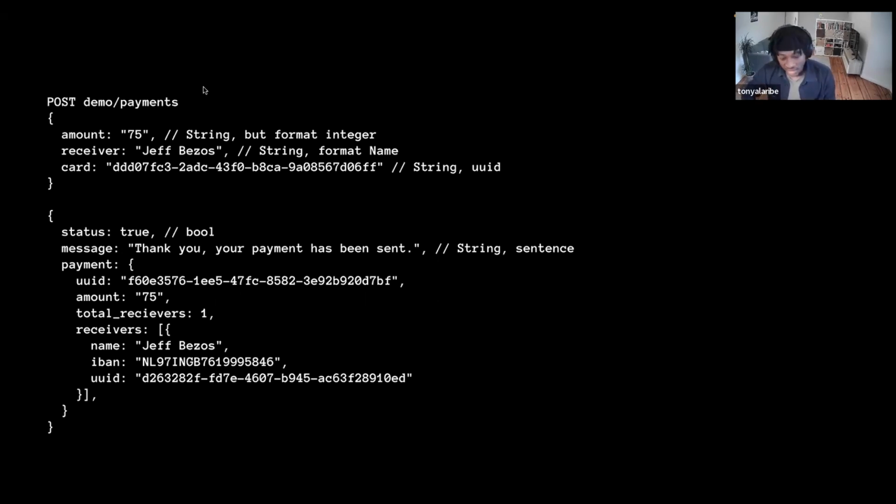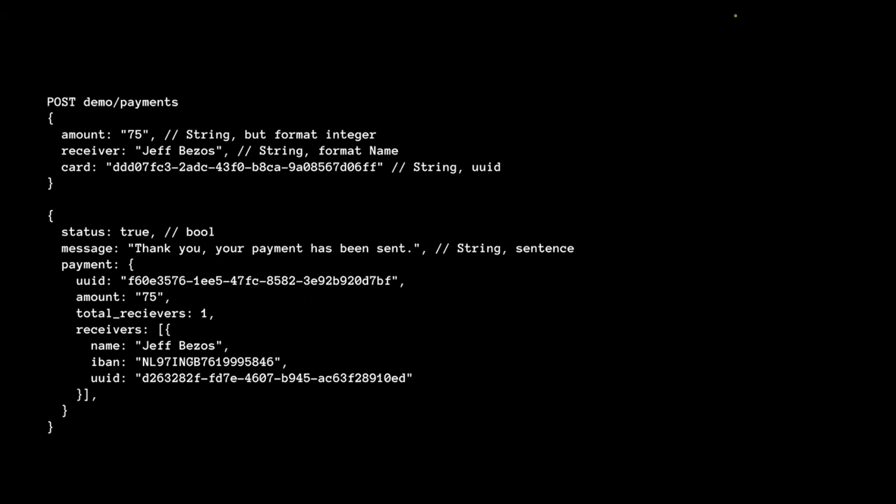So this is an example of an API. I mean, not a complete example, but we have a post request to this endpoint demo/payment. And in here we have an amount. As a human, you can look at this amount and see that even though this amount is a string, it's pretty much a number. It's 75. It's a number, but it's wrapped in a string. You can look at the receiver and see that, Jeff Bezos, that has to be a name. You can look at this card number, and the same thing for pretty much all of these fields. So humans are good at noticing these patterns, but unfortunately, you can't put a human to look at every single request and response combination coming in and out of your services.